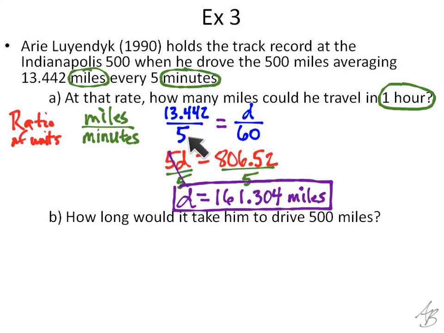So the 5 minutes is going to stay the same. It still takes him 13.442 miles every 5 minutes, right? So this ratio right here is going to stay the same. My ratio of units stays the same. It's still miles over minutes. It's still going to be 13.442 miles for every 5 minutes.